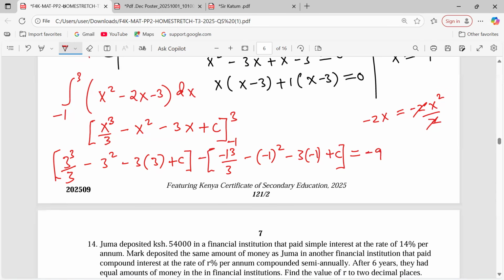Then after that, we have to subtract the other part. Now the other part shall be, what we have here is -1/3.